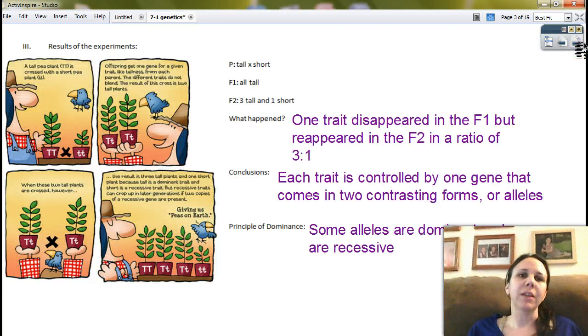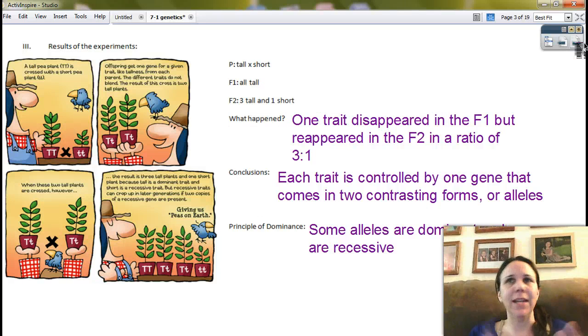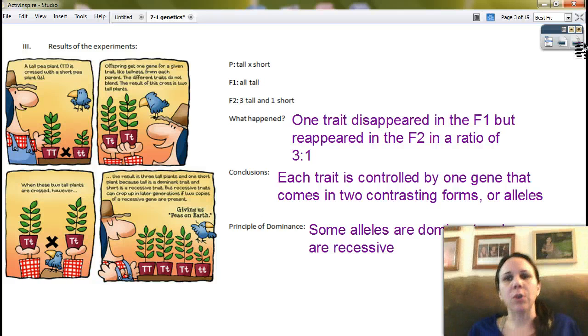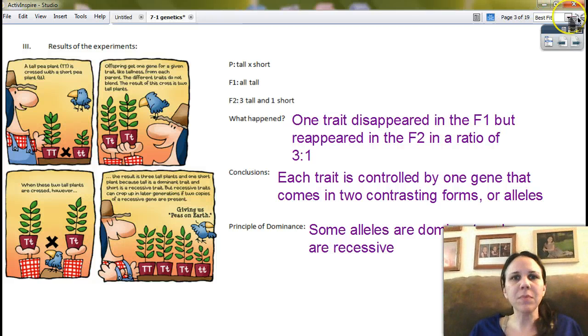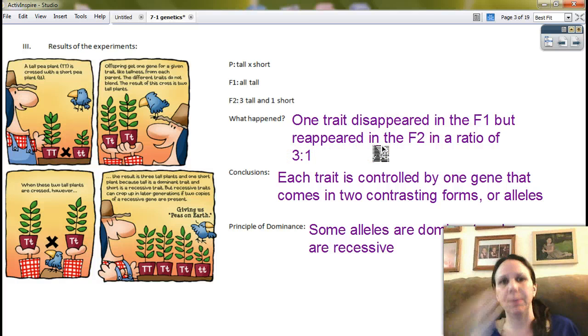So now at the time, again, he didn't know about DNA and alleles and all that kind of stuff. So he had to figure out what was going on. So all he could do was say, okay, this little cartoon goes with this little description here. So he took a tall plant and a short plant, and he crossed them, and they all became tall. Then he crossed two tall plants, and he got 75% tall, 25% short. Okay, so what happened? One of the traits disappeared in the F1, but reappeared in the F2 generation in a ratio of 3 to 1, or 75% to 25%.